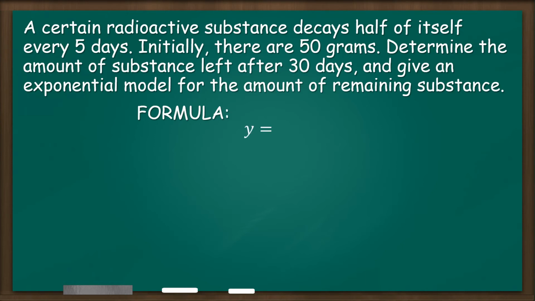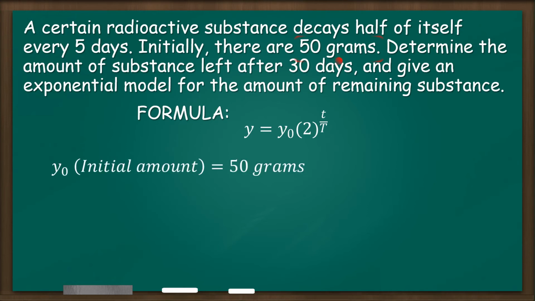Our pattern formula for this exponential model and population growth example is y is equal to y sub 0 multiplied by 2 raised to the fraction of small t all over capital T. For this problem, your y sub 0, or your initial amount, is equal to 50 grams. Your capital T, or unit of time, is equal to 5 days.